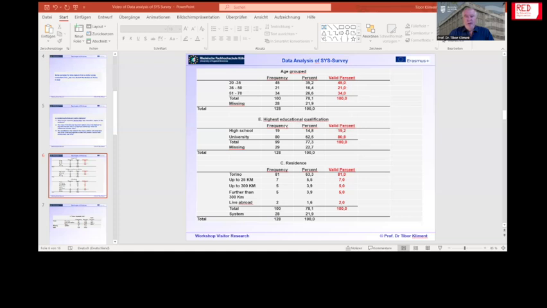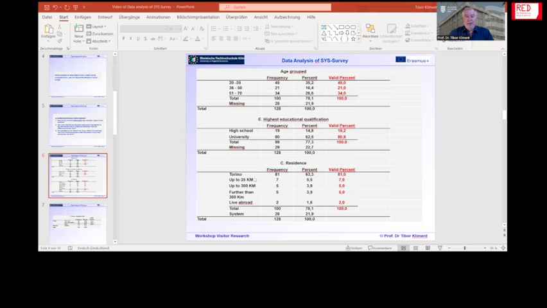Here we have also the educational qualification, and here we can see more than 80% have a university degree, 90% only high school, and there was no one with a degree from primary school. So far we can say our audience is rather young, and it's very well educated.